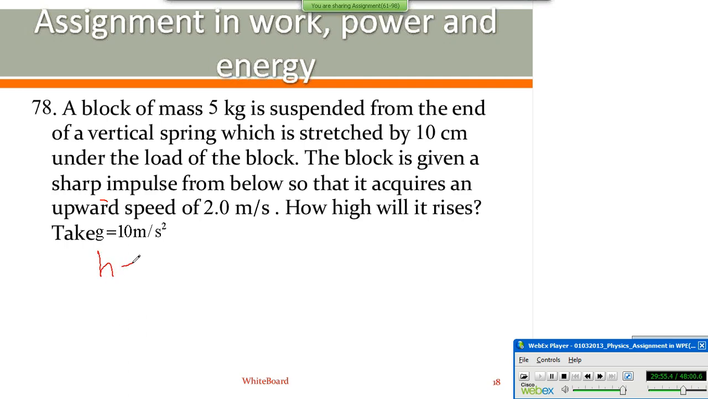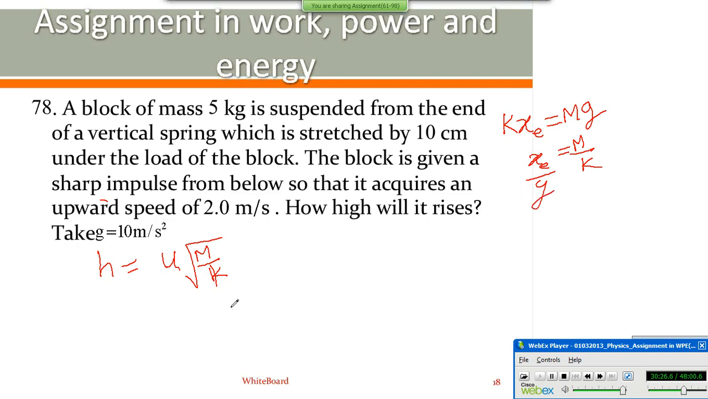So the vertical height to which the block rises can be written as u into root of m by k. u is the magnitude of initial velocity given to the block at the equilibrium position. k is the elastic force constant of the spring. If x_e is the elongation of the spring in the equilibrium position of the block, k into x_e equal mg. Or you can write m by k equal x_e by g. So you can write this as u into root of x_e by g. x_e is the elongation of the spring in the equilibrium position of the block.